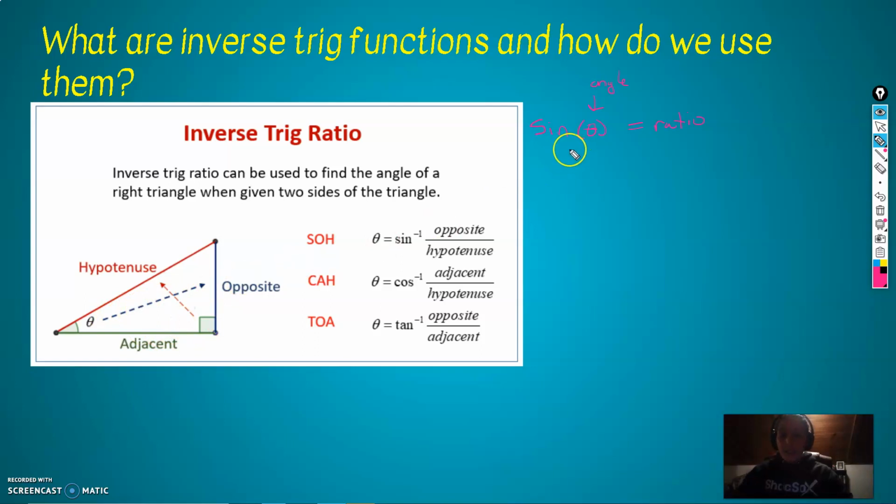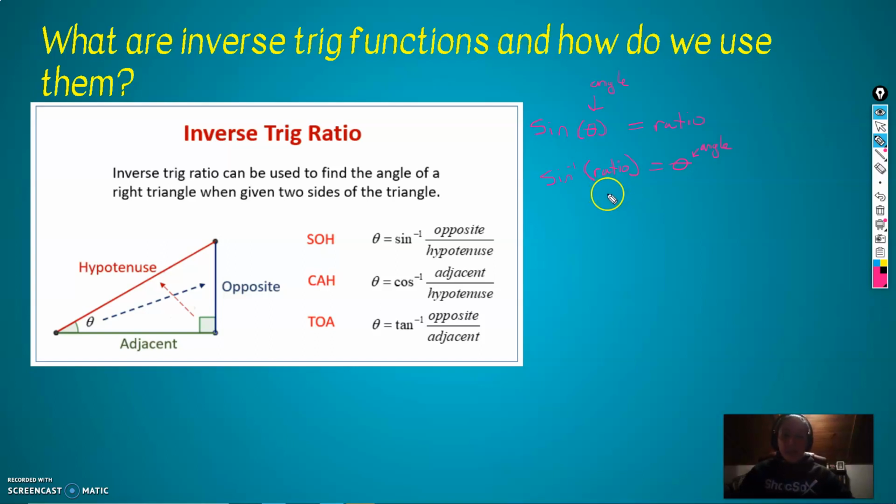But what does the inverse do? Well, it does what every inverse does. It switches the inputs and the outputs. So the input of inverse sine is a ratio, and the output now is theta, or an angle. So it does the opposite, right? Same thing with cosine, same thing with tangent.